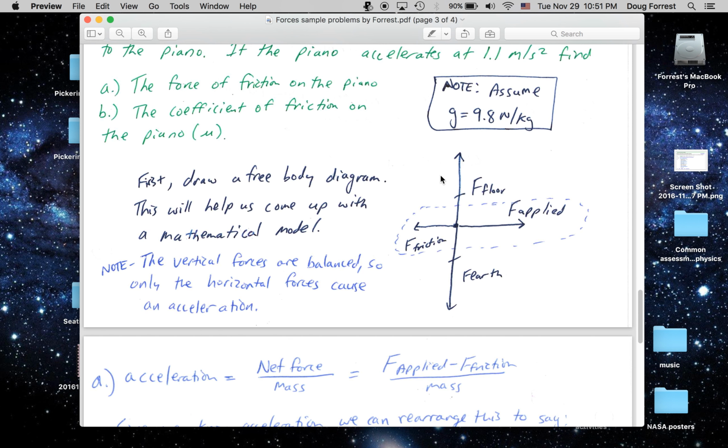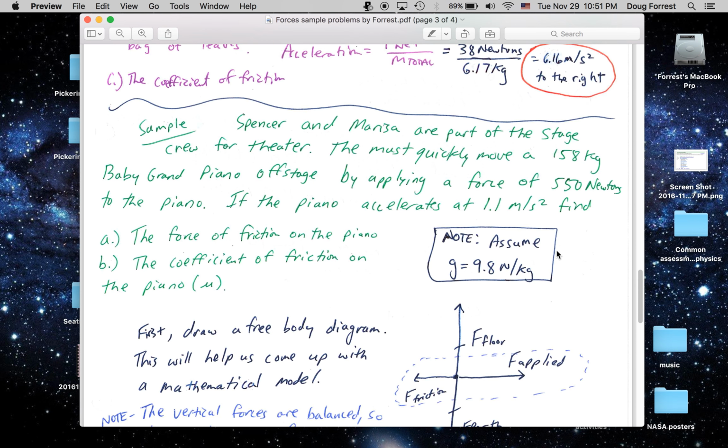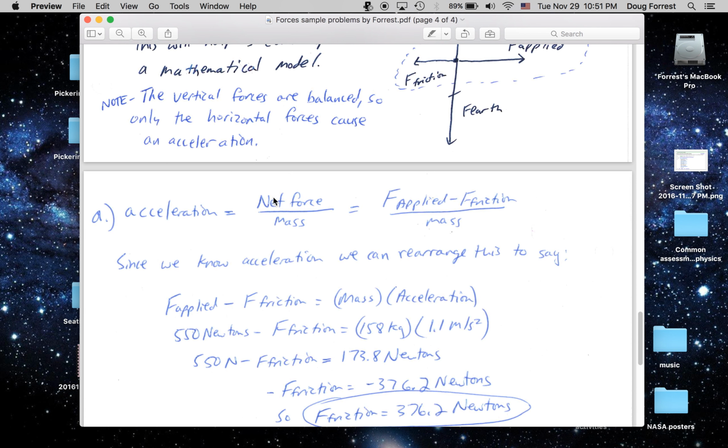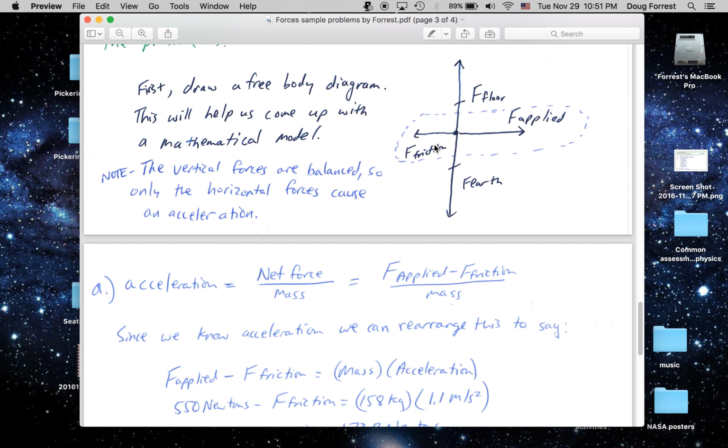So the vertical forces are balanced. That's going to help us come up with a mathematical model. But the horizontal forces cause acceleration. I've got a dotted line around those. So the applied force minus friction will give us the acceleration. And we're assuming g is 9.8 newtons per kilogram. So think about that. If acceleration is net force over mass, I can say that would be the applied force minus the friction force divided by mass.